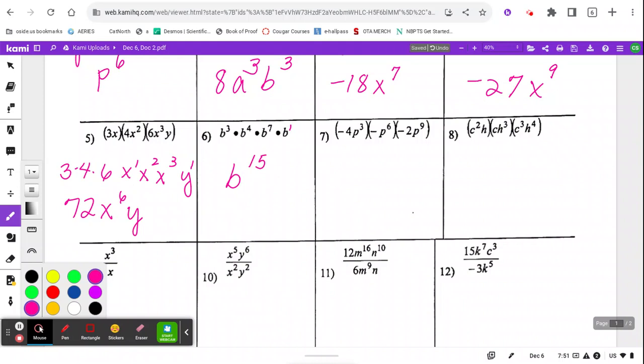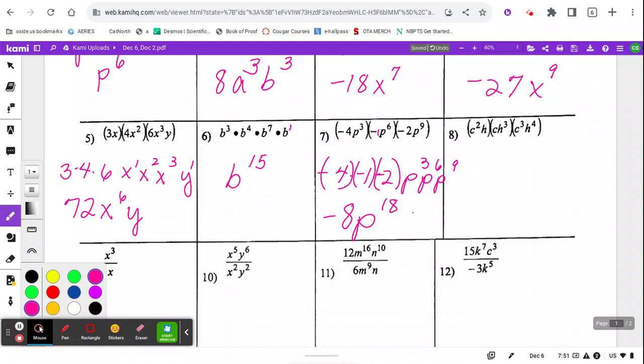And then here we go again. There's a negative invisible 1 right here as a coefficient times -2. So all these coefficients are multiplying. And then p to the third, p to the sixth, p to the ninth. We're going to be adding all those exponents. So negative times negative is positive, times negative is negative. 4 times 1 is 4, times 2 is 8. And then p to the 18th. Do you see where that came from?